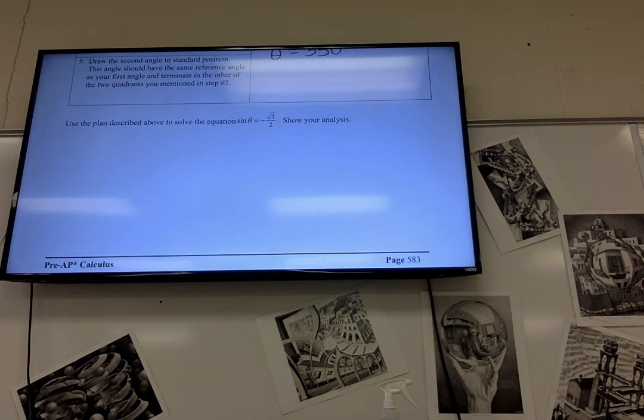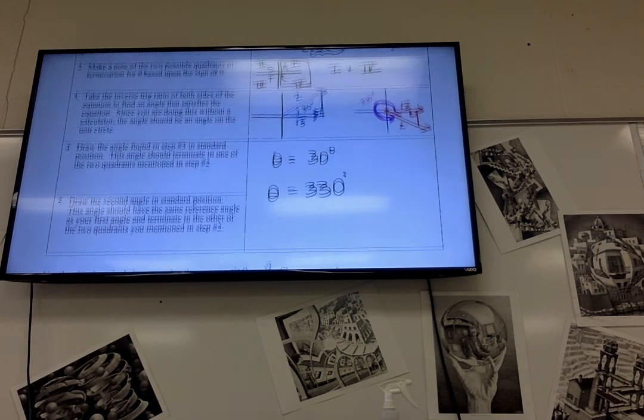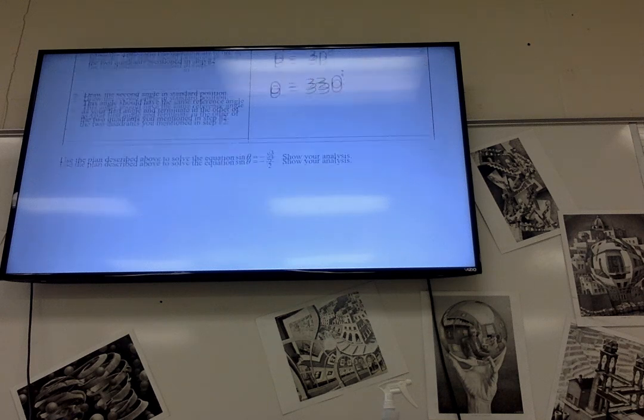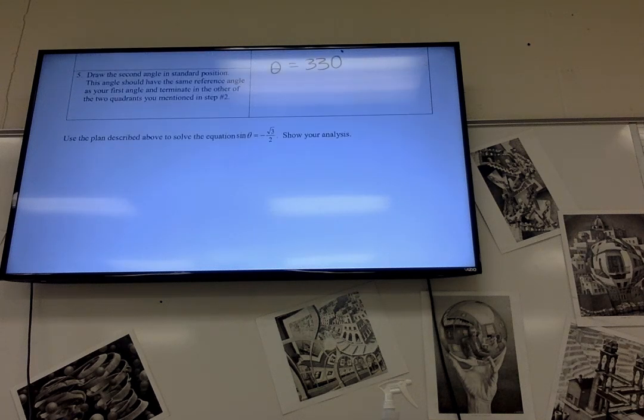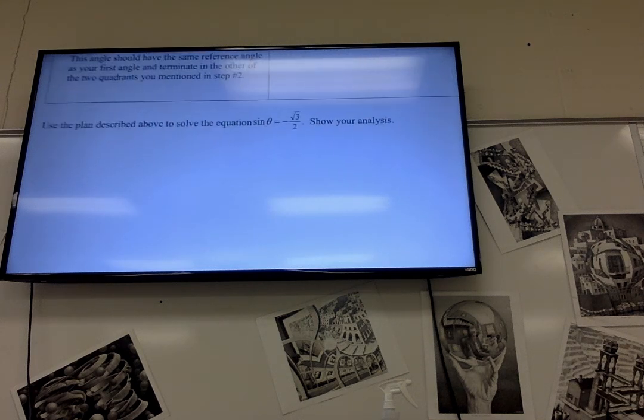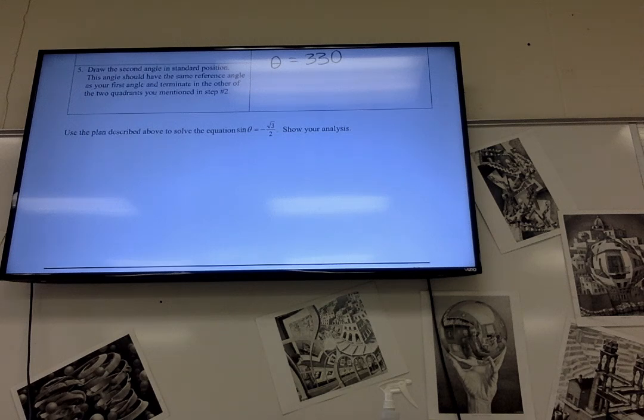Okay, so we have to figure out what quadrant this is in. Normally, we would draw the angle first, but on this one, we're trying to find the angle. We're trying to find theta. So we're going to figure out in what quadrant sine is negative.